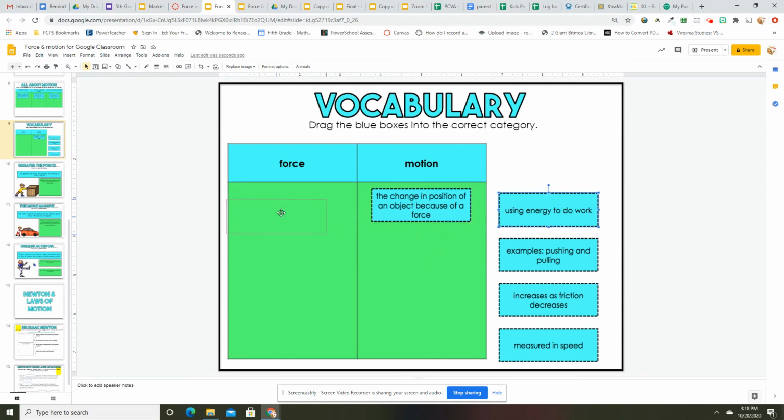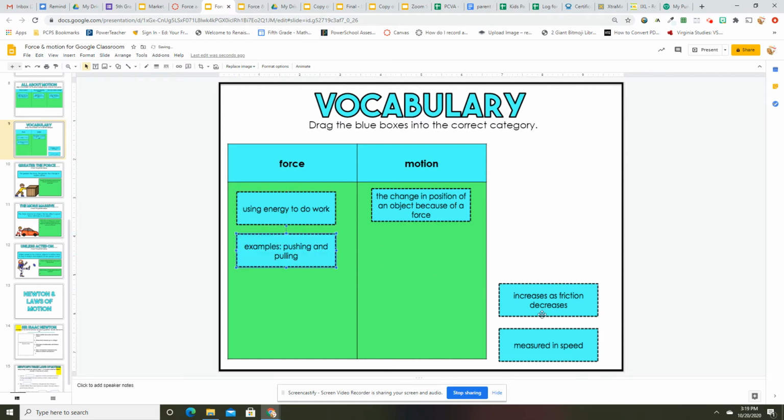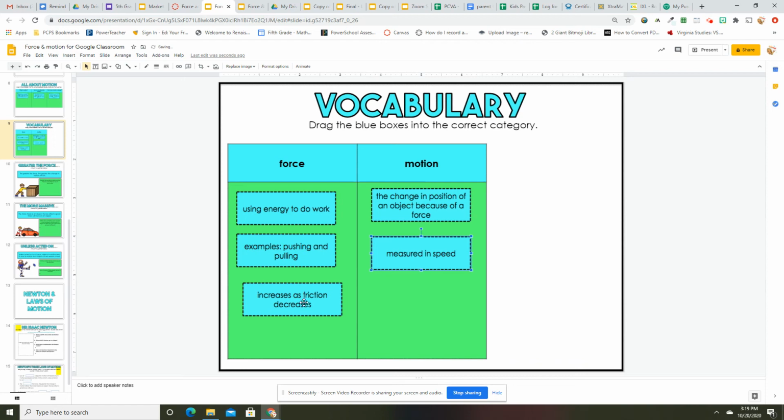That would be force. Pushing and pulling, again, would be force. Increases as friction decreases, that would be force as well. And then measured in speed would be motion.